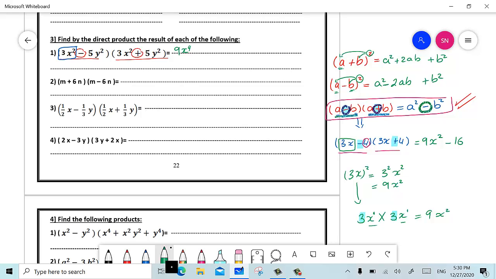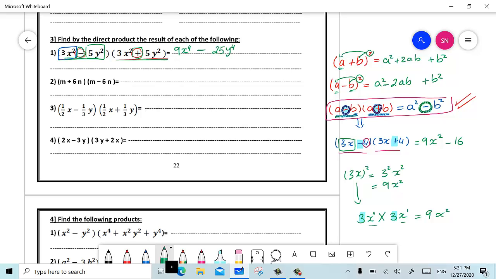And then we are going to take the second term and square it. 5 squared is equal to 25, and y squared squared is equal to y to the power of 4. And we said that when we have two binomials, exactly the same, except for the sign between the two terms, all we do is put between the two terms a negative sign. Let's go now and go for number 2.